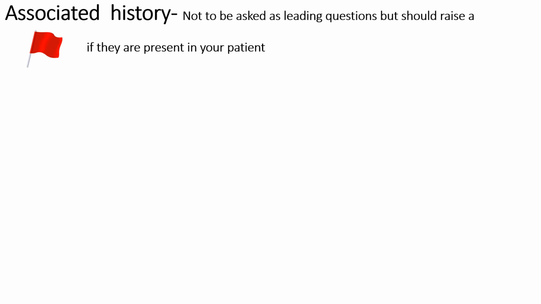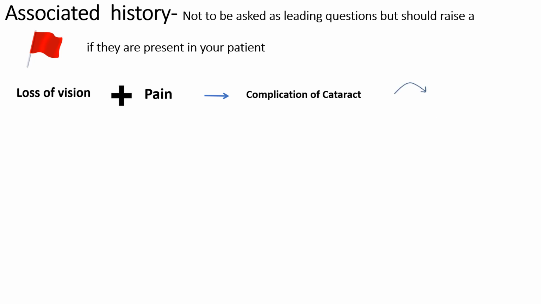Okay, so what is the associated history? These should not be asked as leading questions, but when they're present, they should raise a red flag. So loss of vision associated with pain. The patient says he has loss of vision and then he noticed pain. If there was a gradually progressive loss of vision for many years and then the patient noticed pain, then it could be due to a complication of cataract, like a senile mature cataract became hypermature and then developed lens-induced glaucoma. Phacomorphic or phacolytic glaucomas can present in this way, with loss of vision associated with pain.